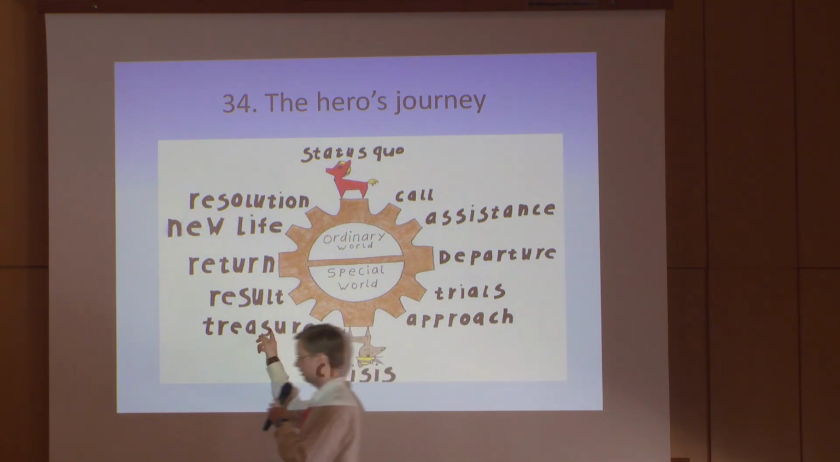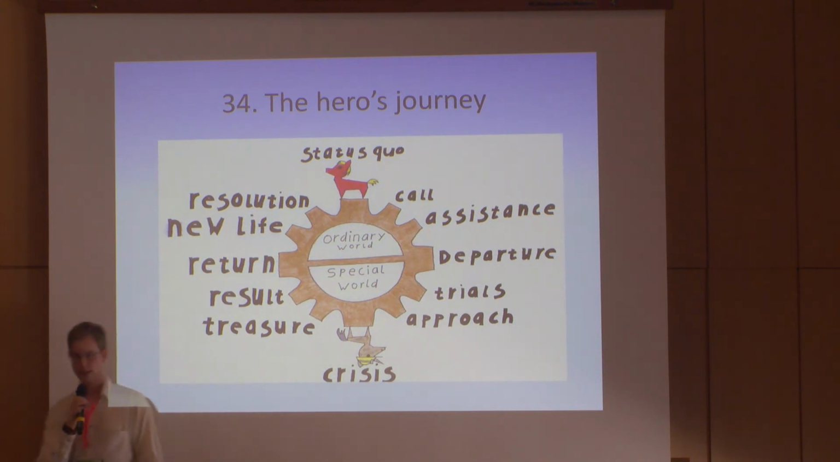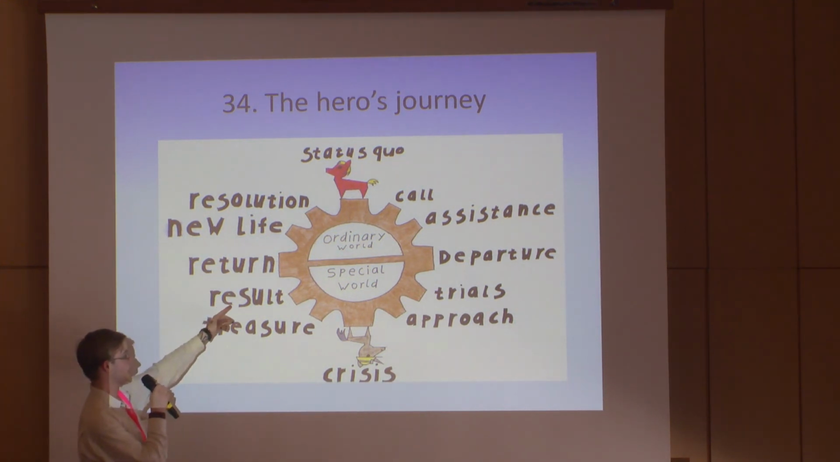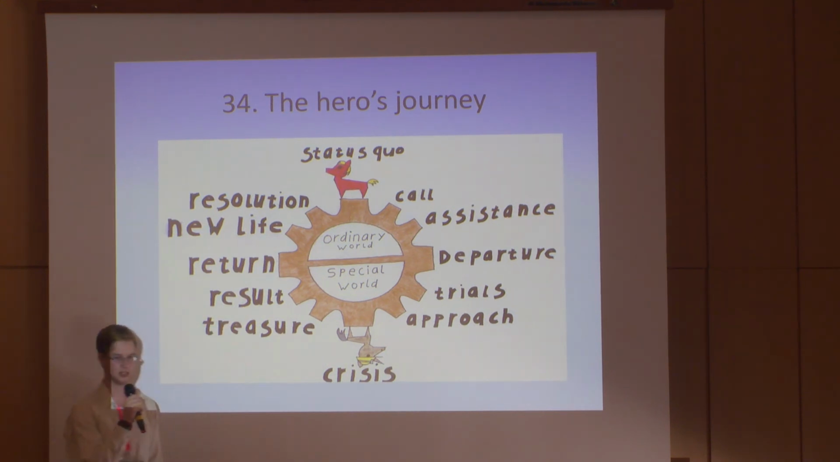We have the treasure. Because the hero defeated the antagonist, he or she receives something valuable. We have the result. Something happens because the hero has defeated the antagonist. This can be positive or negative. For example, slaying a warlord, but then a new one takes its place.